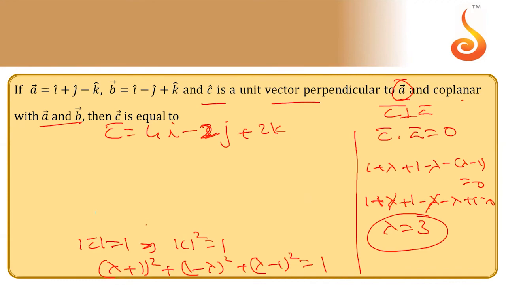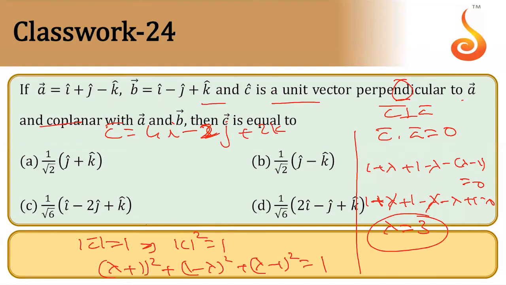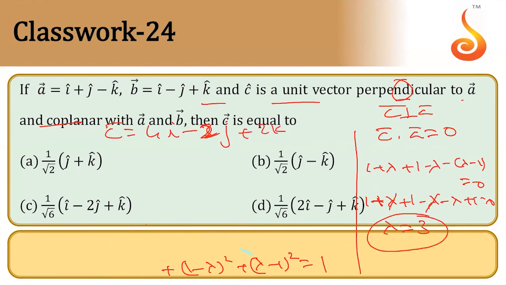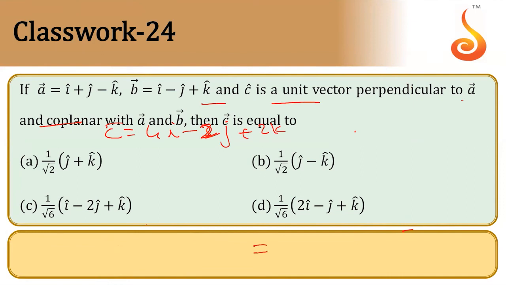Okay, I will show the options. Only option C is the right answer. Other options have 2i minus j. Only option D is matching, option D is the right answer. Unit vector means calculate C cap. So this is the only answer that comes here, this is the required answer.